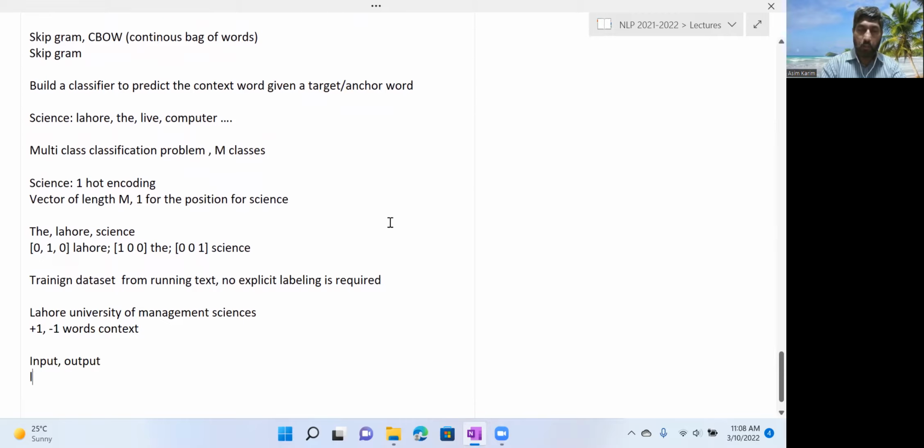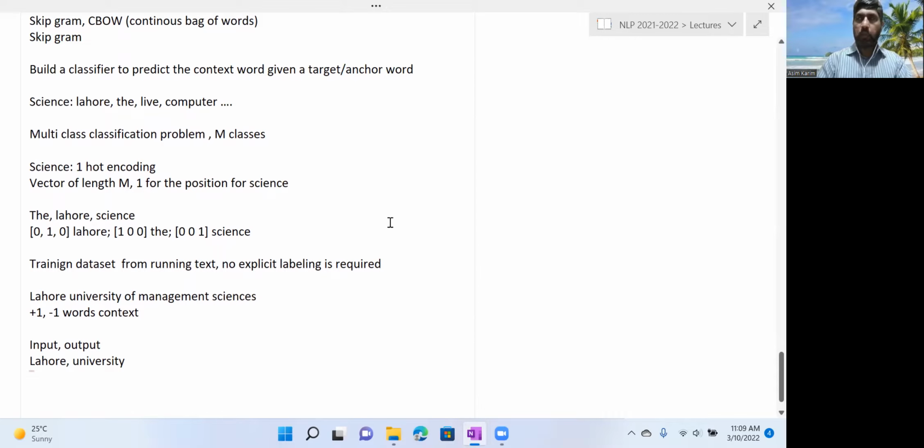So let's say if I take Lahore as input, what would be an example of its context word? Of course, university is a context word, right? If I input Lahore, then university should be an output because it appears in the context of Lahore. Of course, there's nothing on the left-hand side of Lahore. So we take the next word, university.